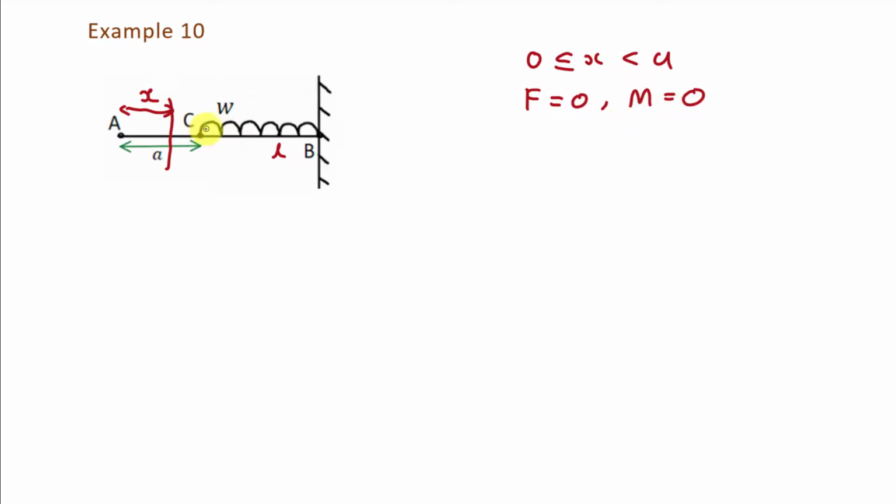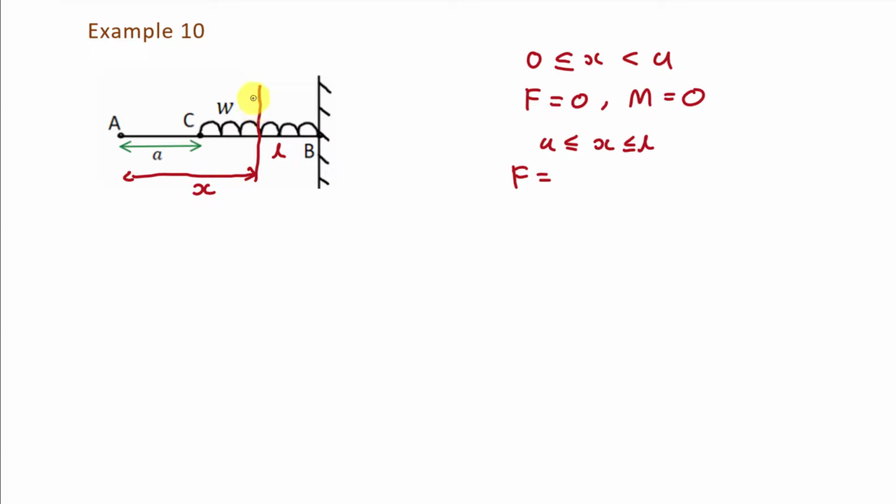Now let us take the other interval, that is interval CB. For that interval, the value of x will be between a and L. Now we want to find out the value of shear force and bending moment in this interval. For that, we will take a cross section at a distance of x from point A. What will be the value of shear force in this interval? It will be the sum of all the transverse forces acting at the left side of this section.